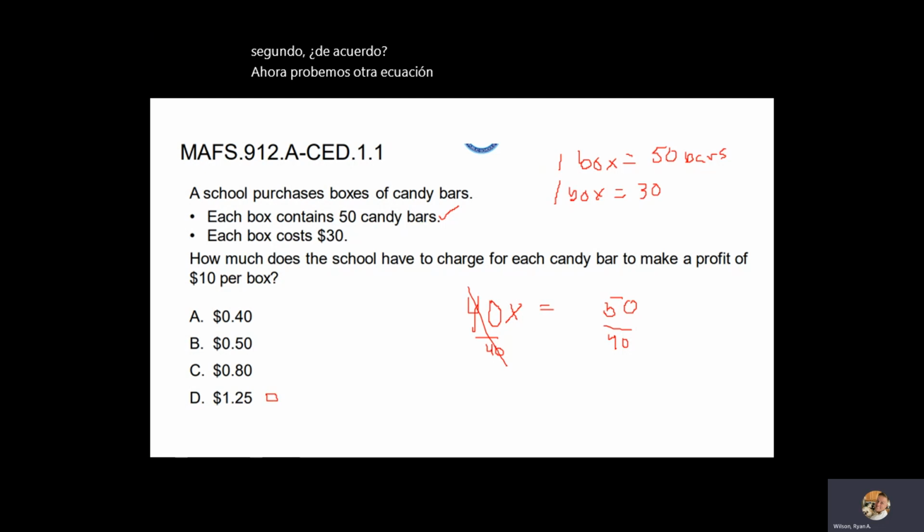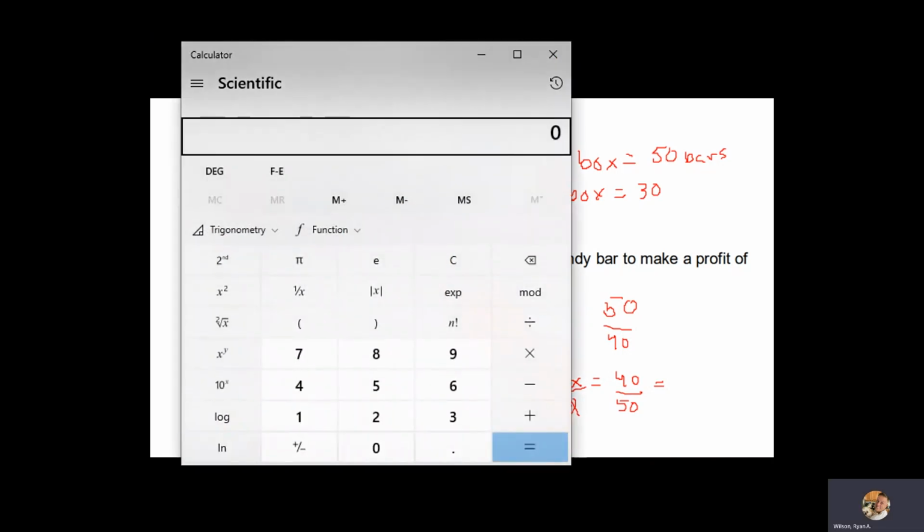Each box contains 50 candy bars. Each box costs $30. So let's do $30. 50 bars. Let's do 50x is equal to the $40 that we would make per each box. So I would divide again. What is 40 divided by 50? 0.8. Okay, so let's see. 40 divided by 50, 0.8.